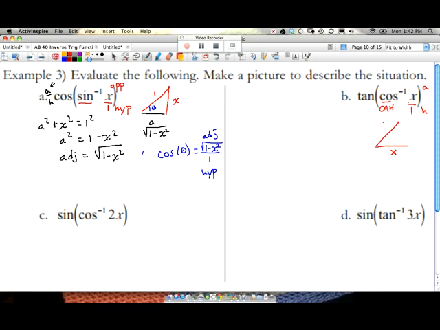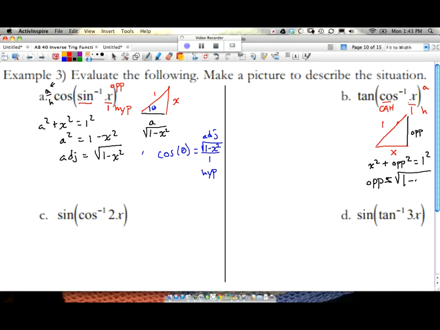It's almost the exact same kind of algebra. We'd have x squared plus the opposite side squared equal to 1 squared. And if you do the same algebra, you get the same thing that you have over in part A. So the opposite is going to equal the square root of 1 minus x squared.